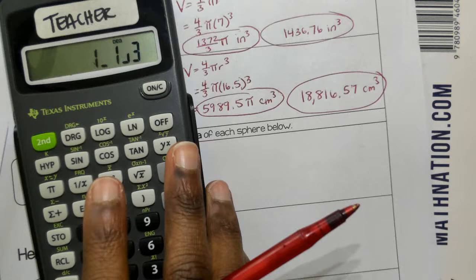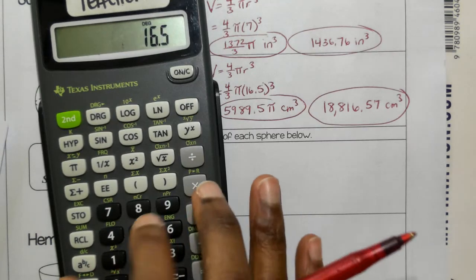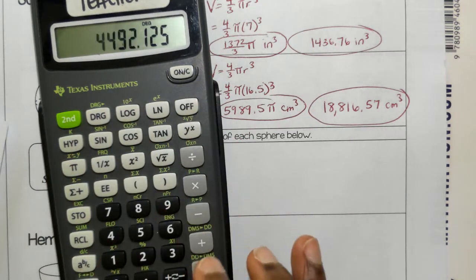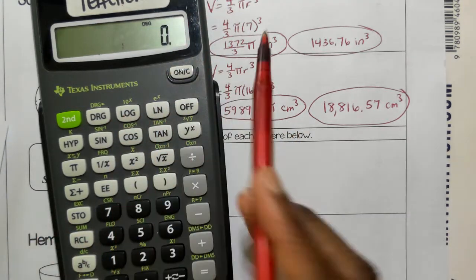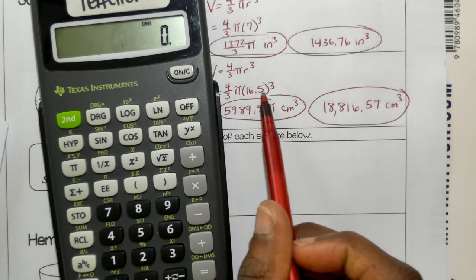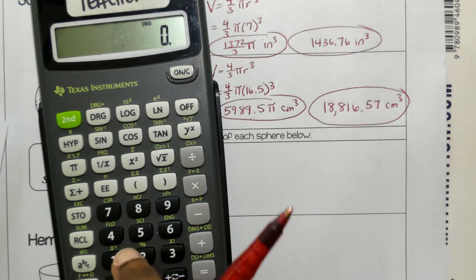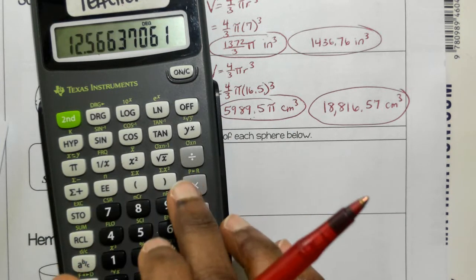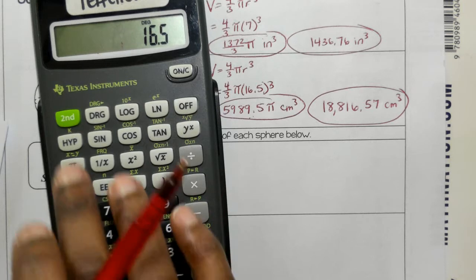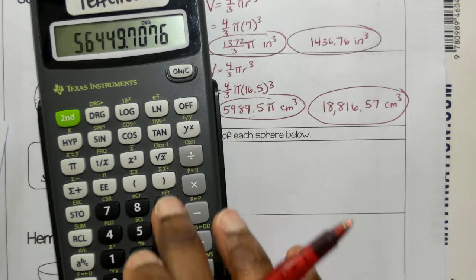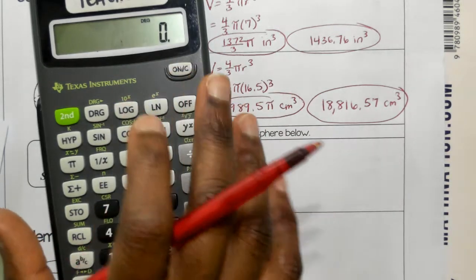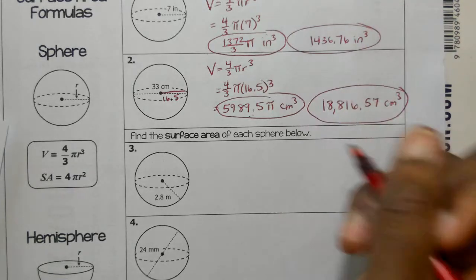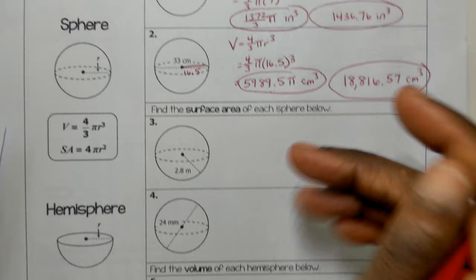So timesing it by 16.5 to the 3rd power. Or you can multiply 4 times all of this stuff and then divide by 3 at the end. So I can do 4 times pi times 16.5 cubed and then divide all of that at the end by 3 to get this number. It's a little bit of different options for 4/3, but don't let it throw you off, it's just a fraction.